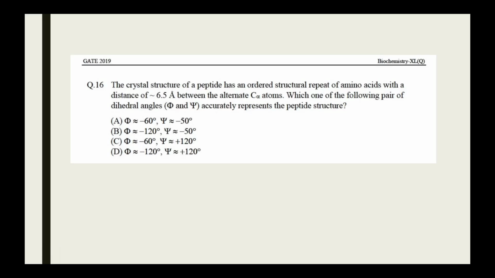So the next question states: the crystal structure of a peptide has an ordered structural repeat of amino acids, with a distance of 6.5 angstrom between the alternate C alpha atoms. Which one of the following pairs of dihedral angles accurately represents the peptide structure?